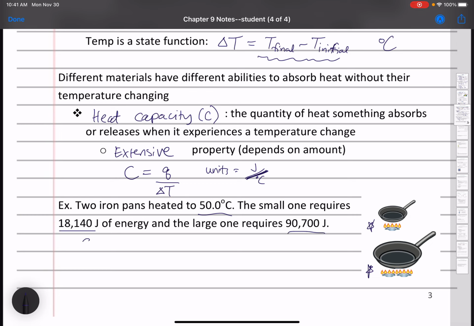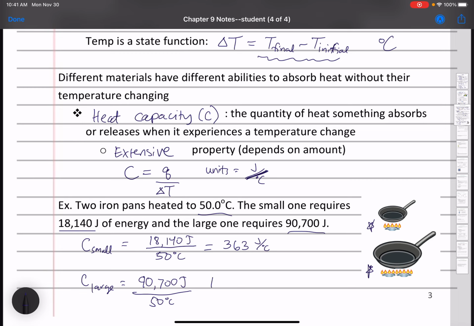So we could say that the heat capacity of the small pan is equal to the heat, 18,140 joules, over the change in temperature of 50 degrees Celsius. So the heat capacity of the little guy is 363 joules per degree Celsius. And for the large pan, it is 90,700 joules over 50 degrees Celsius.